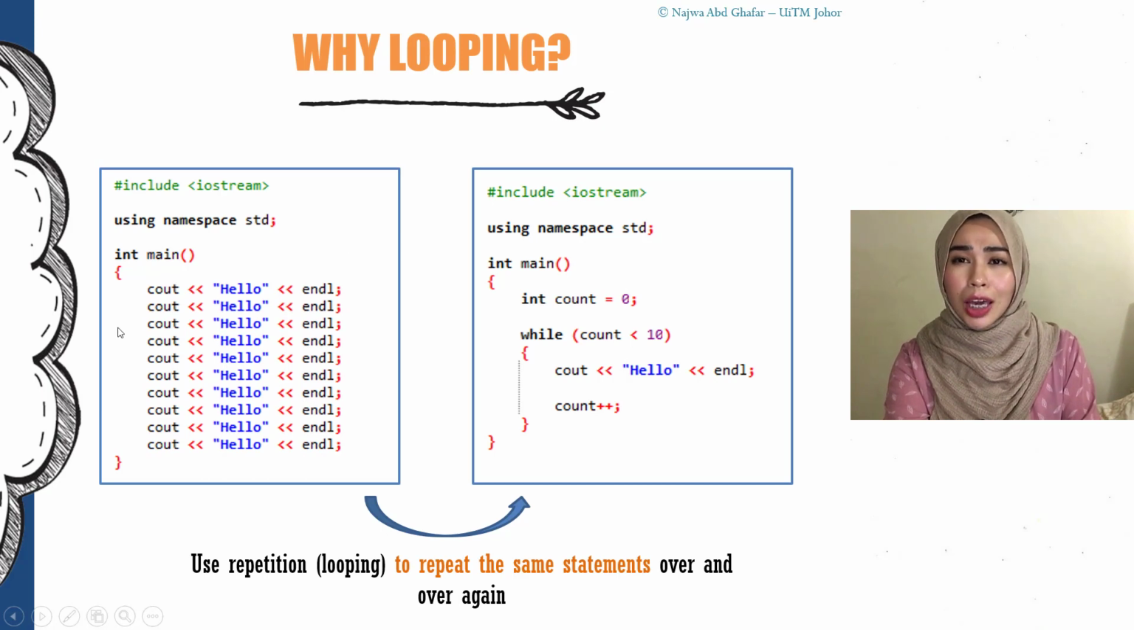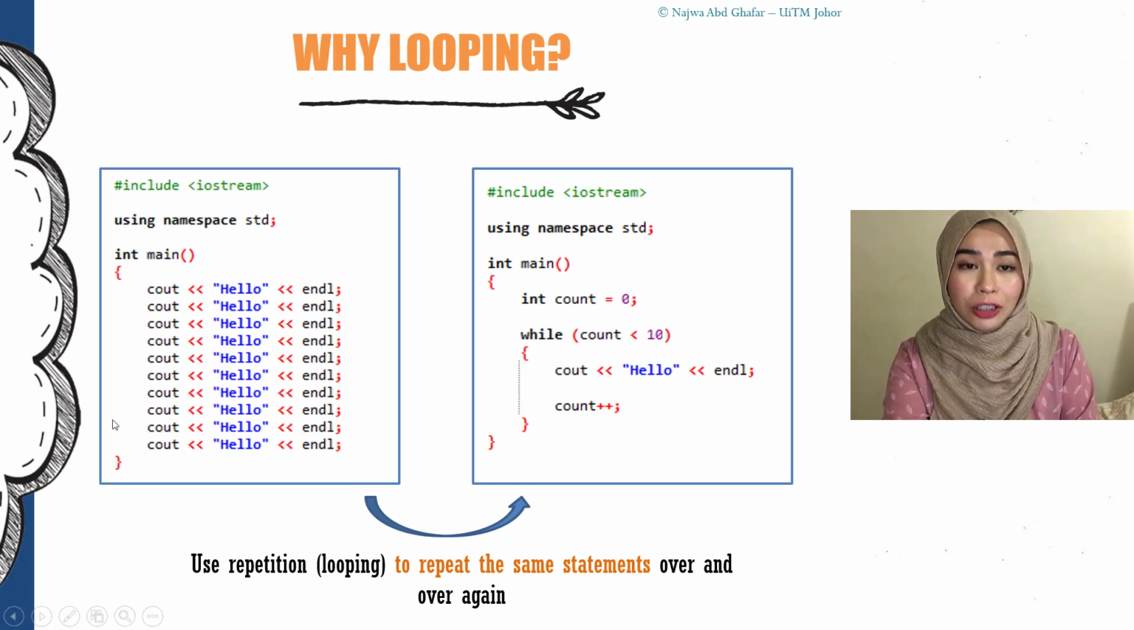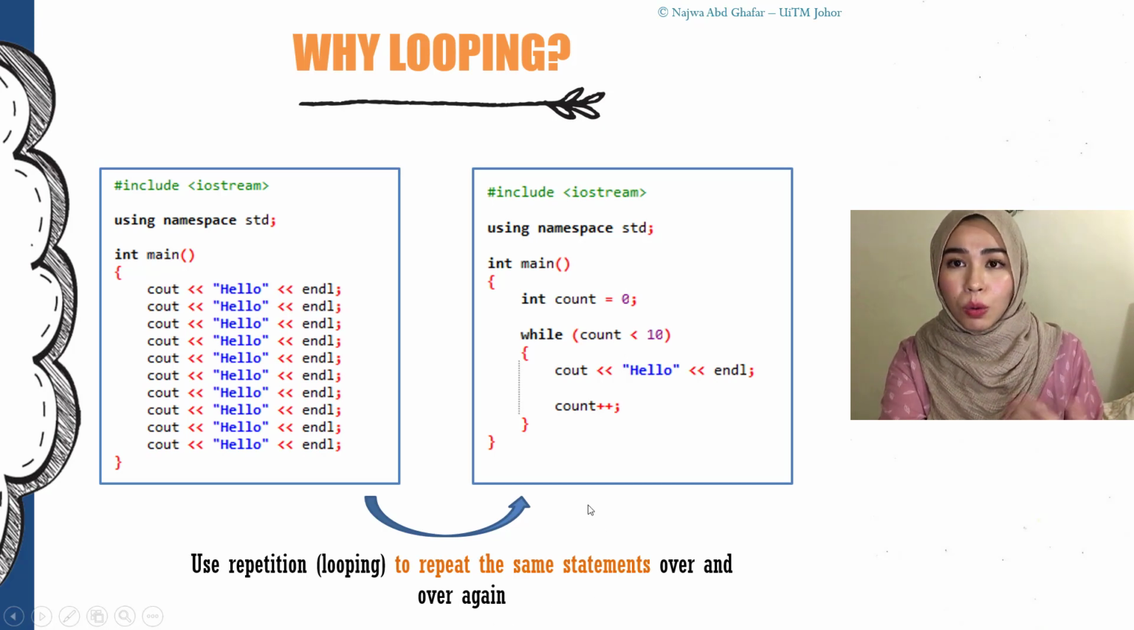This is okay if it's only 10 times. If I tell you to do it around 50 times or 100 times, are you able to copy and paste the same thing over and over again? Are you able to count the same thing? This is not a very efficient way for you to do it. So instead of manually copying and pasting the same thing, you can use repetition or looping to repeat the statement that you want to repeat.